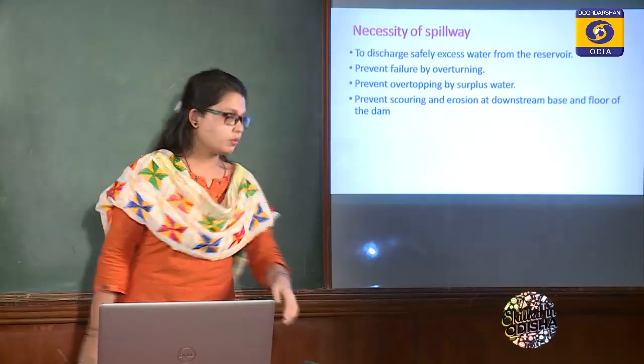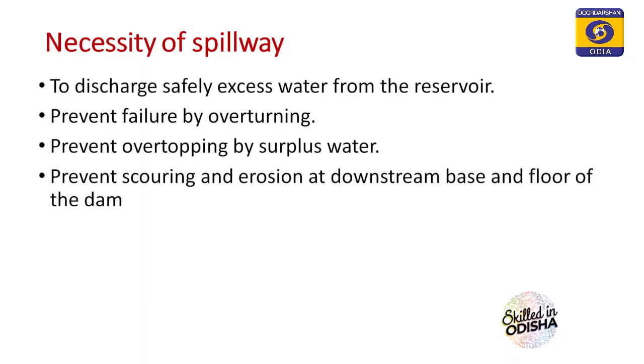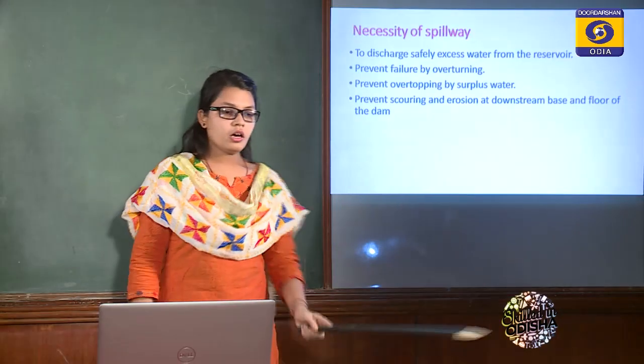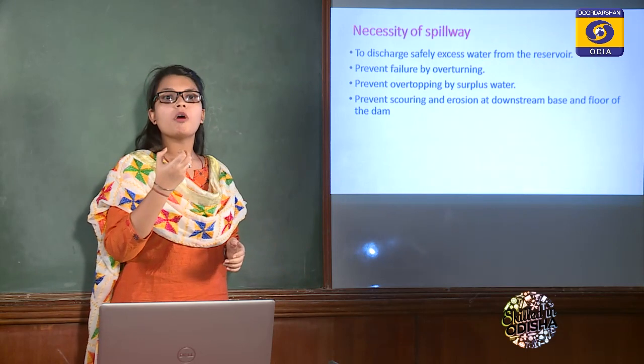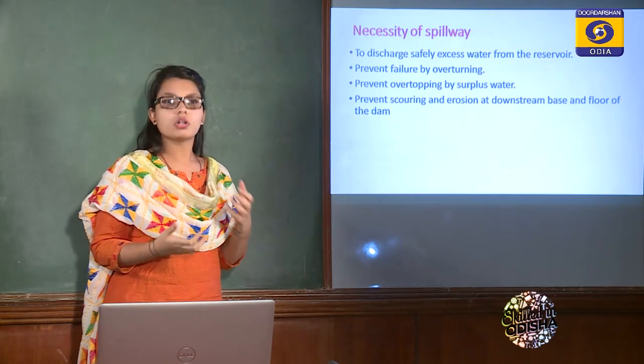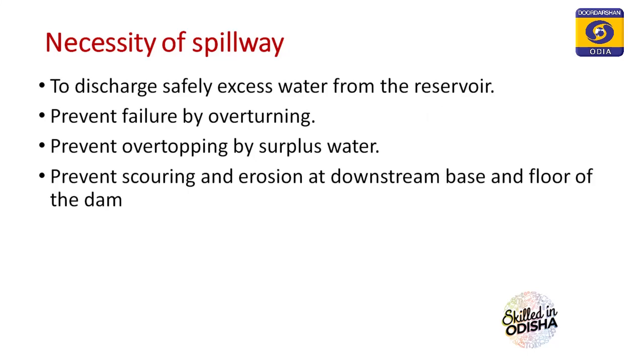Then come to the last point, to prevent the scouring and erosion at the downstream base and floor of the dam. Since the dams have a great height, there is a big drop of elevation, for which the water will acquire a very high velocity. Why? Because the water possesses high potential energy on account of its high potential head, and when that falls from such a height, it will be converted into kinetic energy.